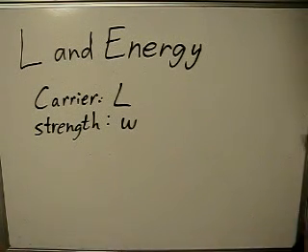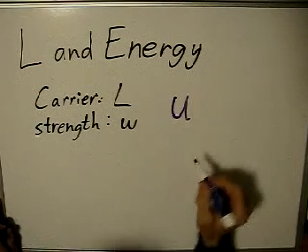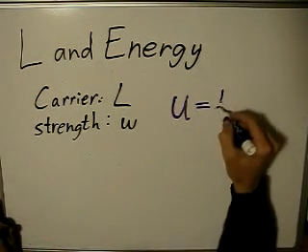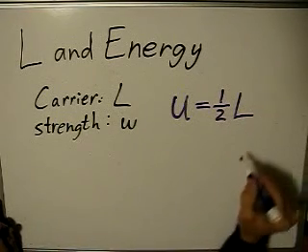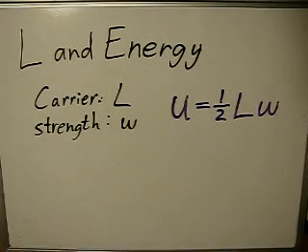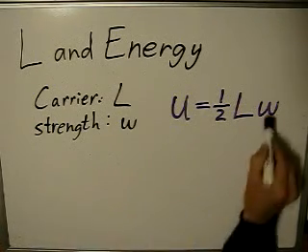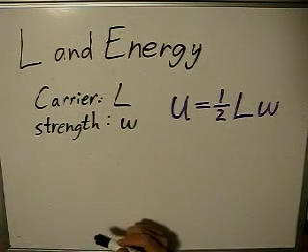And we can put these L and omega together to find out how much energy is carried by the following equation. U, which is the symbol for energy, is equal to 1/2 times the angular momentum times the rotation speed. So if I know the angular momentum of something and I know the rotation speed, then I can find out what the energy is.